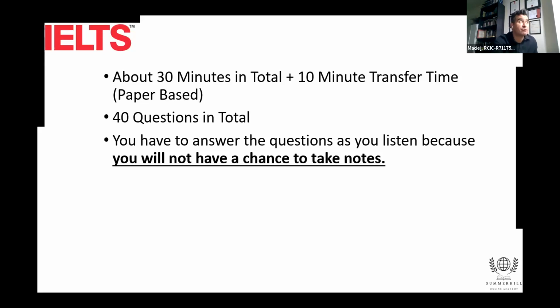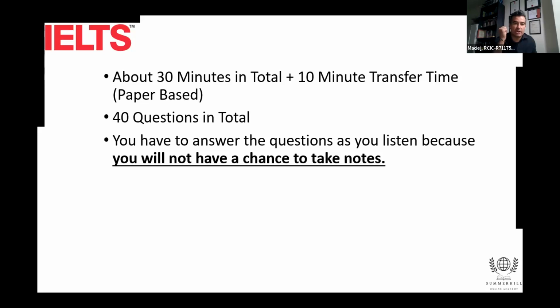So you will not have to take any notes for CELPIP because you have to answer the questions as you listen. So it's a very different thing between IELTS and CELPIP. The listening component is by far the most different of these two exams. Abhishek, for CELPIP, do you recommend taking notes throughout the entire listening section, or?